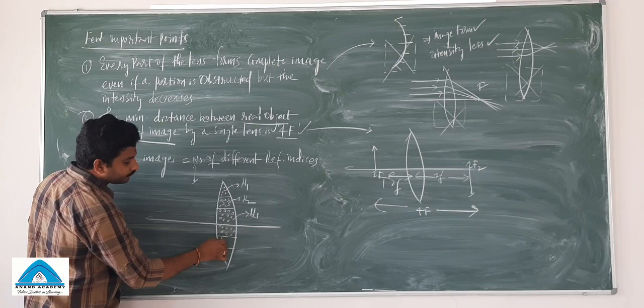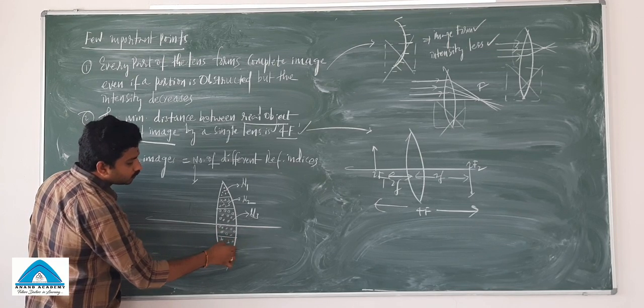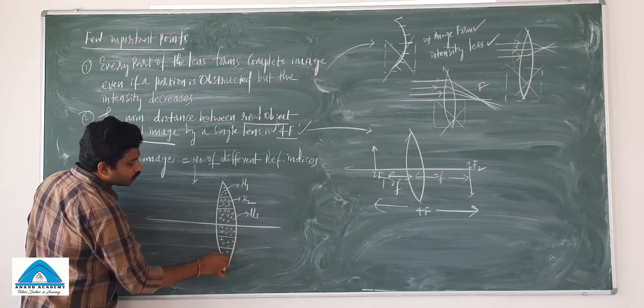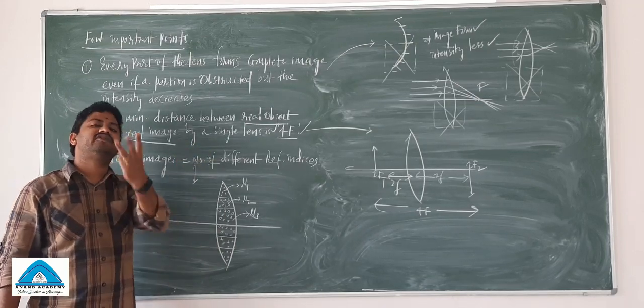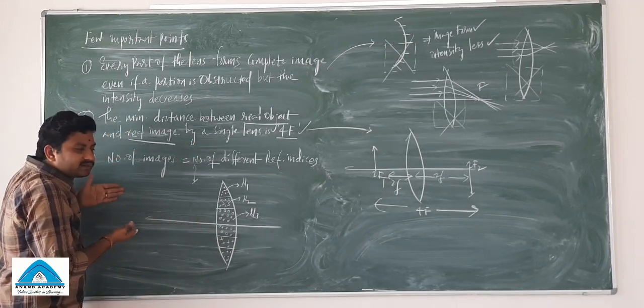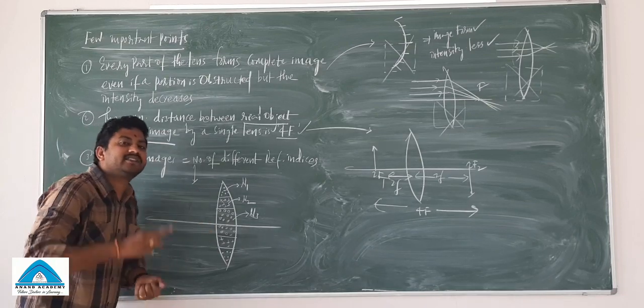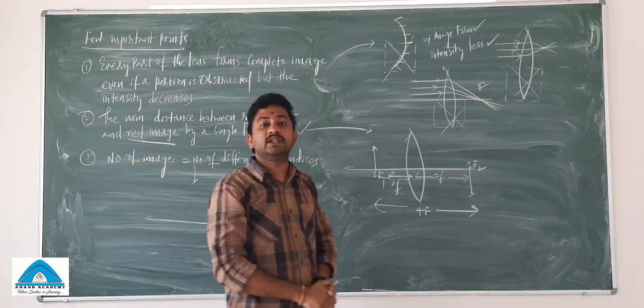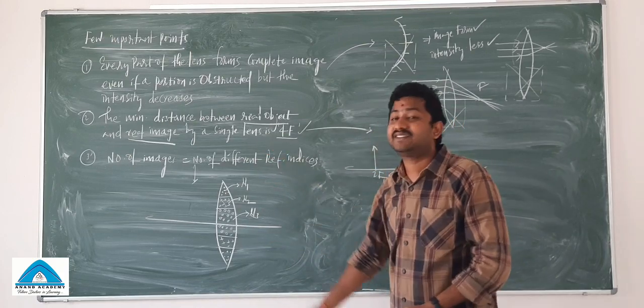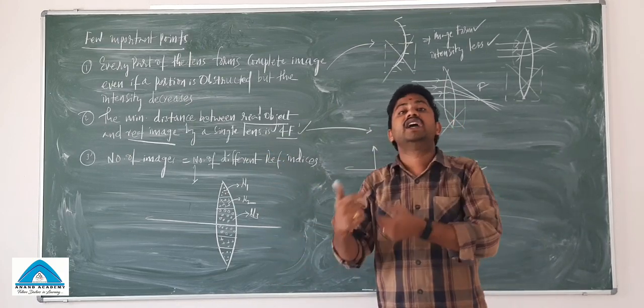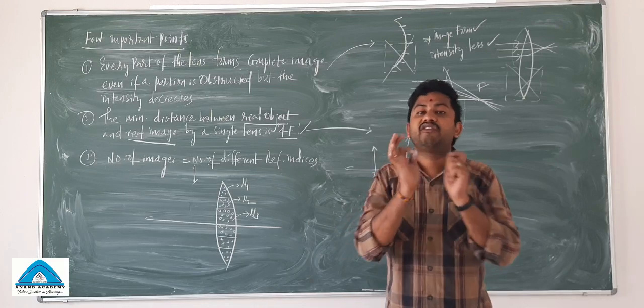Your mu3, your mu2 and your mu1. Okay, so this is what the lens is made up of: 3 different materials. When light rays are incident on it, 3 images will be formed, right? However many different refractive indices you have considered, the same number of images will be formed.